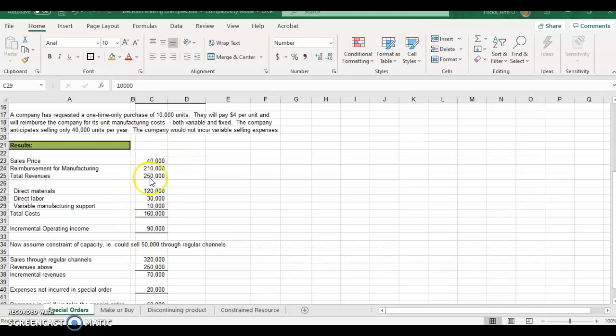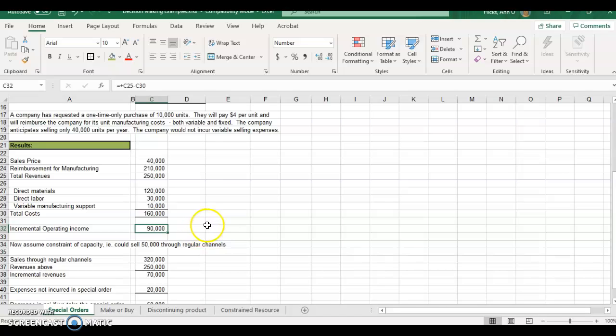So if you take the 250,000 in revenues, back out the 160,000 in costs, we're looking at operating income of $90,000 strictly on the special order. There's no reason not to take the special order because it will increase our operating income.